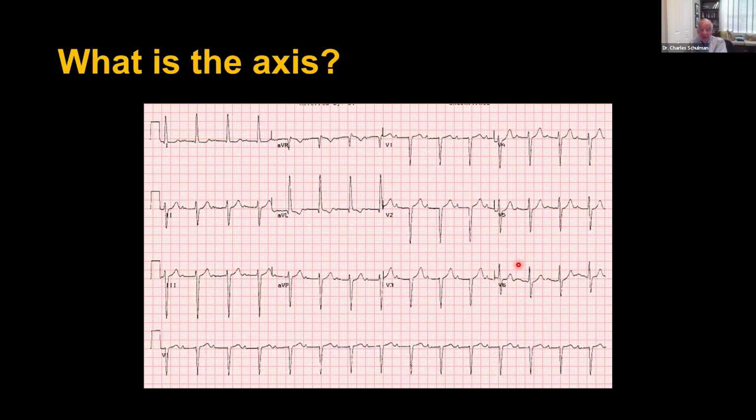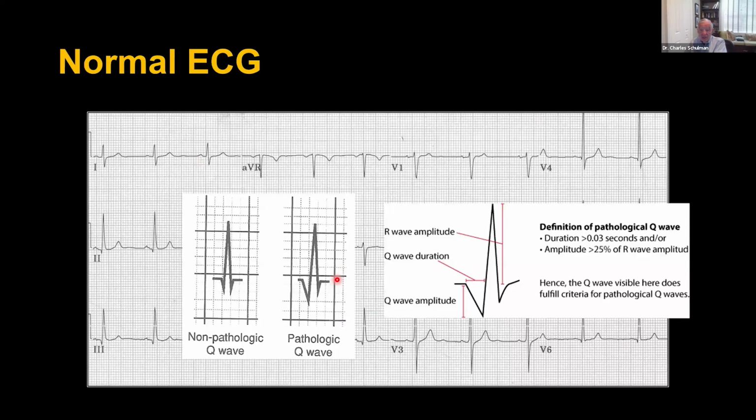Okay, so here's another ECG. It's normal sinus rhythm. You'll notice that the PR interval is prolonged. We'll talk about that later. And what is the axis in the frontal plane? Well, look at lead 1, positive in 1 and negative in aVF.